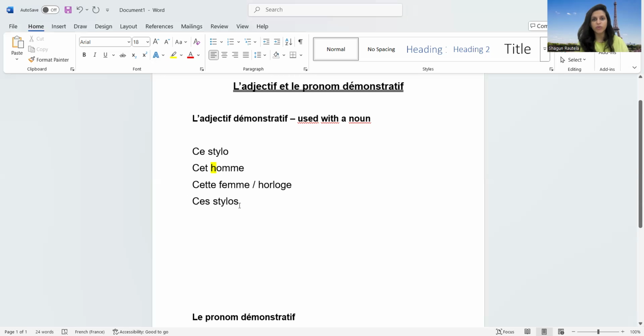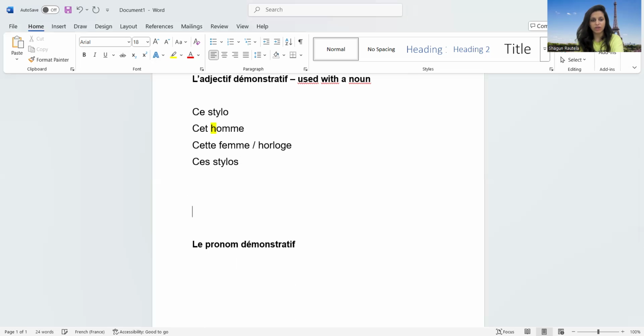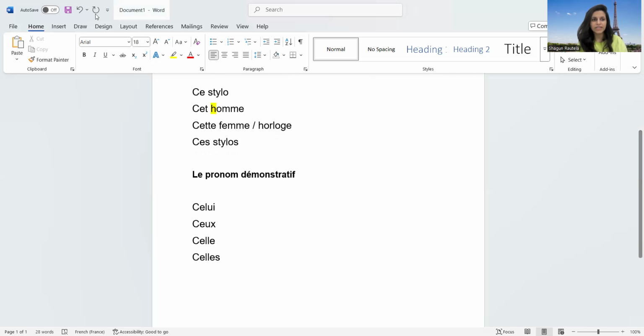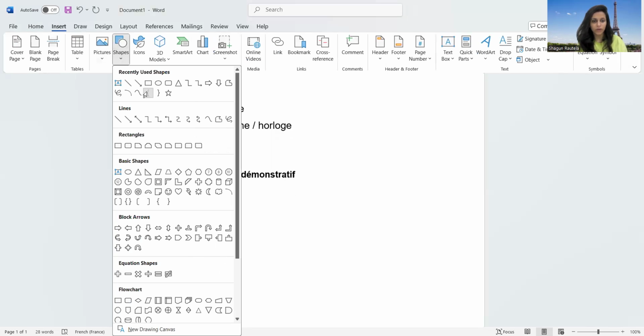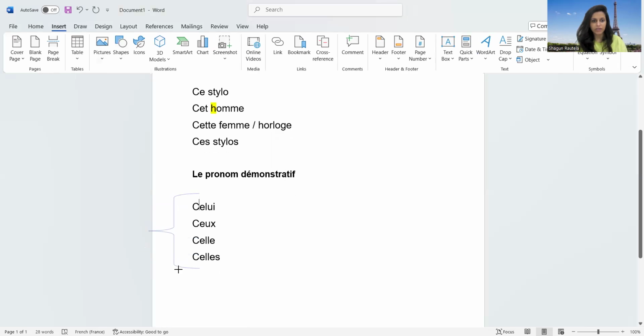It's also a topic which has been repeated every year. The most important thing is pronom démonstratif. Okay. So what is pronom démonstratif? That was the table of adjectif démonstratif. If we see the table of pronom démonstratif, it's celui, ceux, celle, celles. Okay. So four things are here also, if you see. I'll just mark it like that.